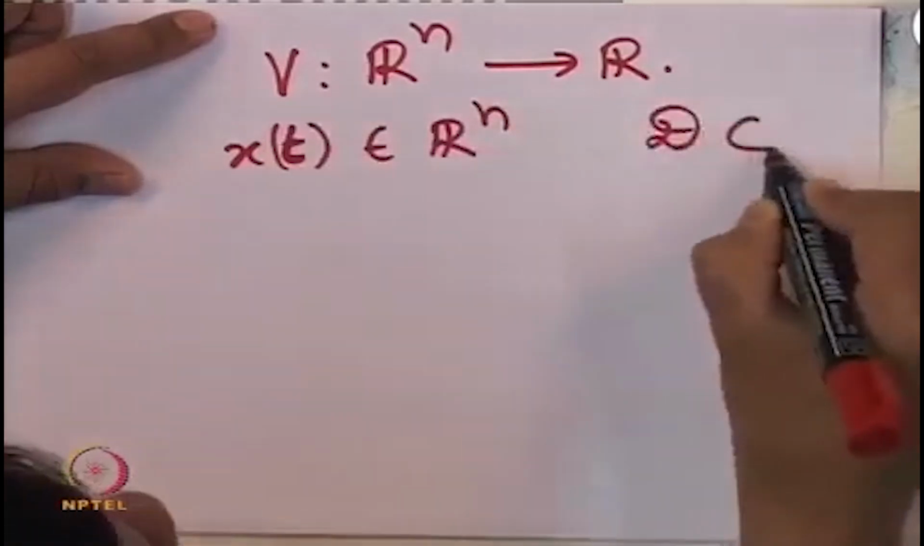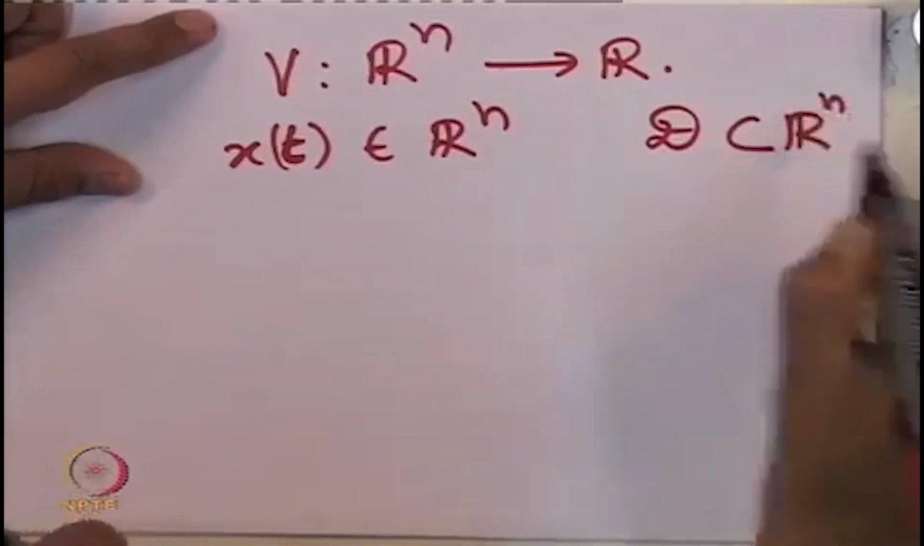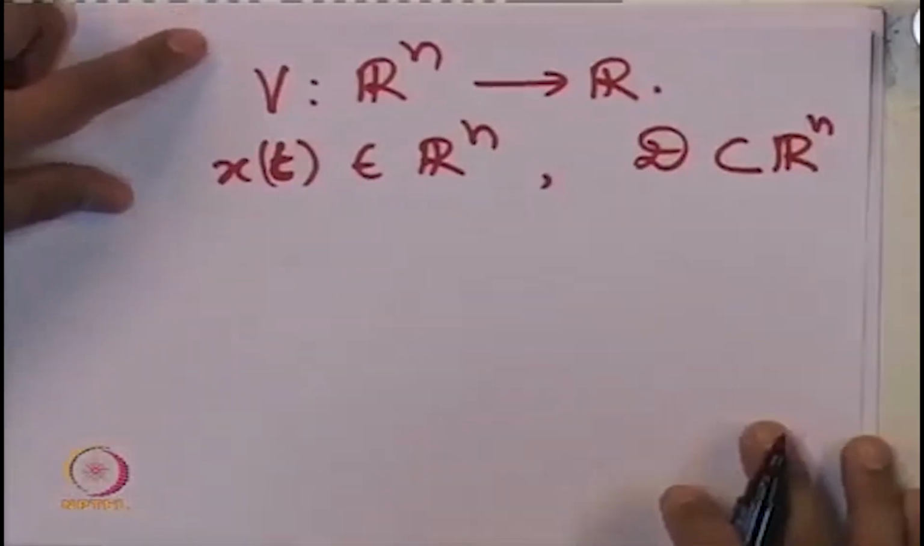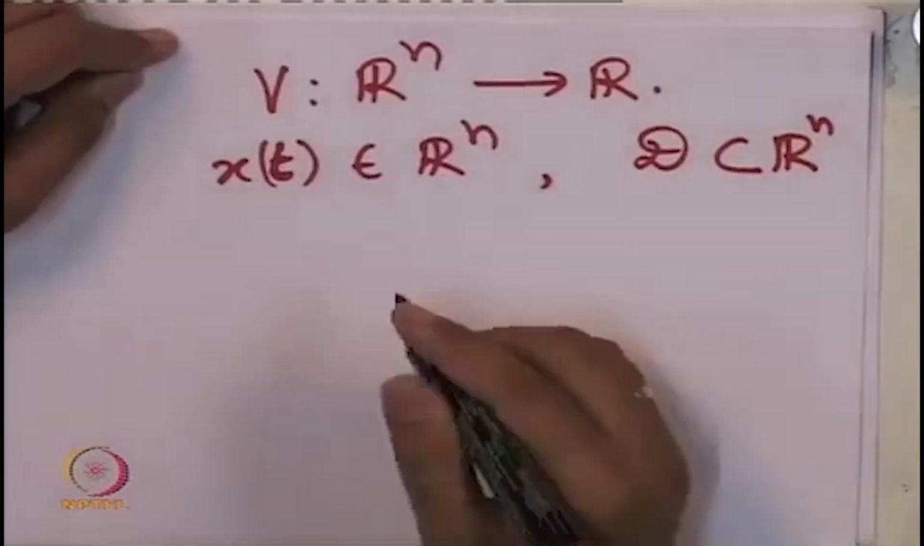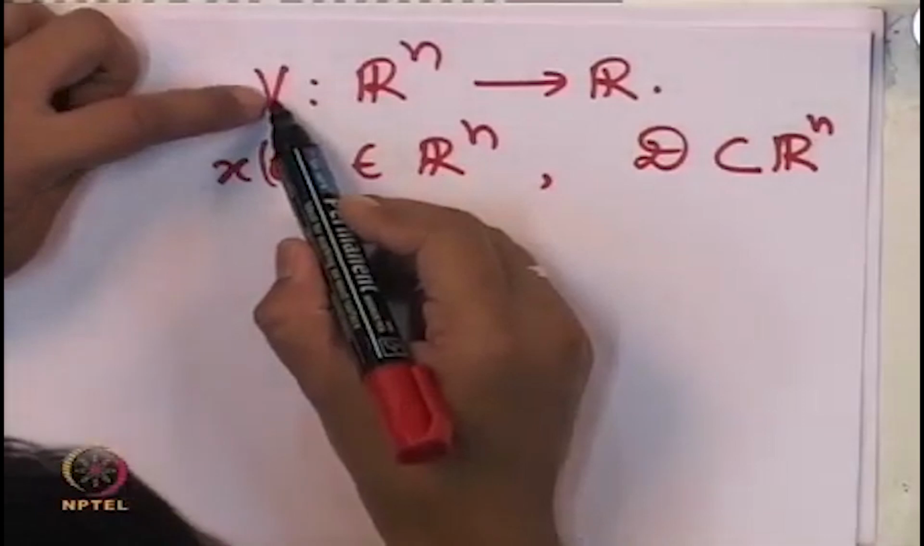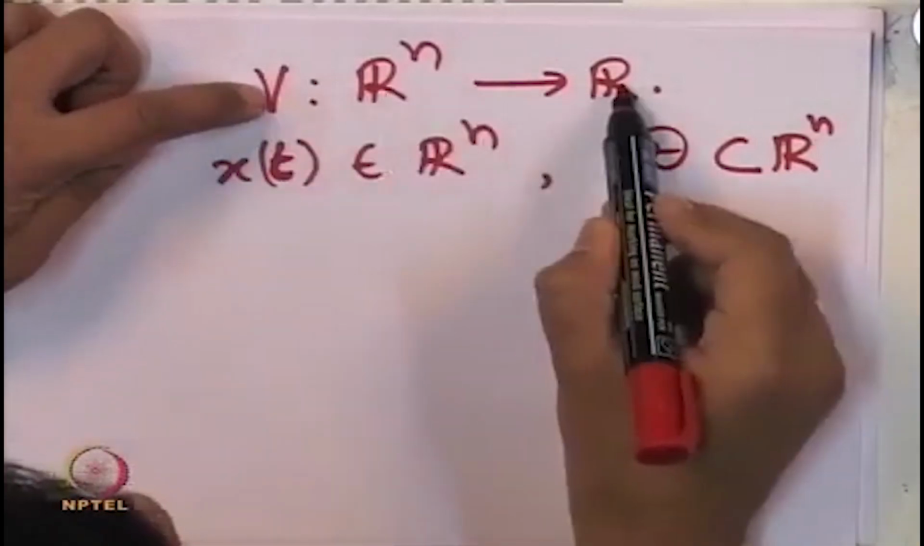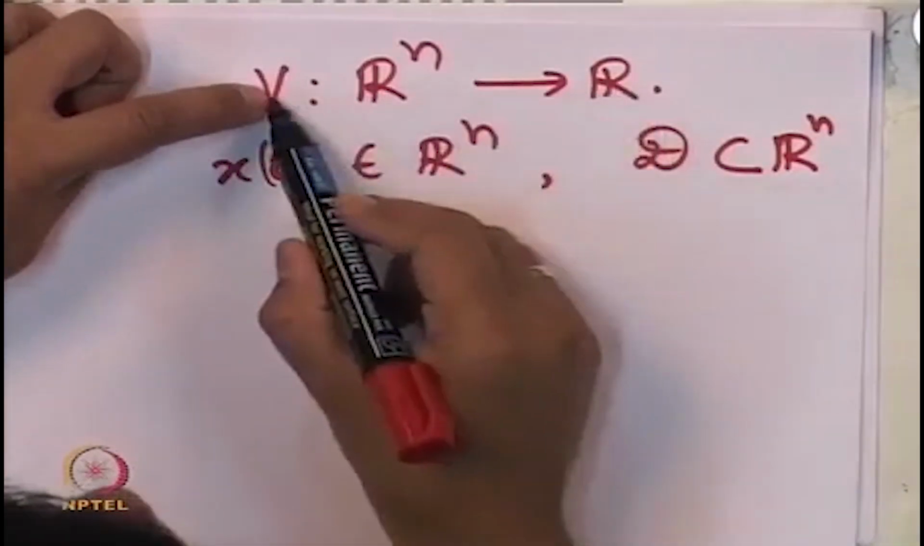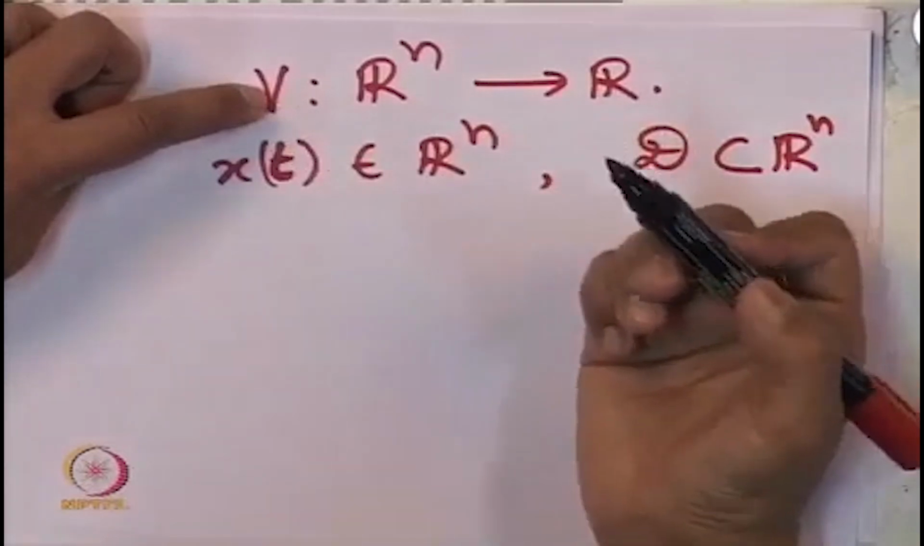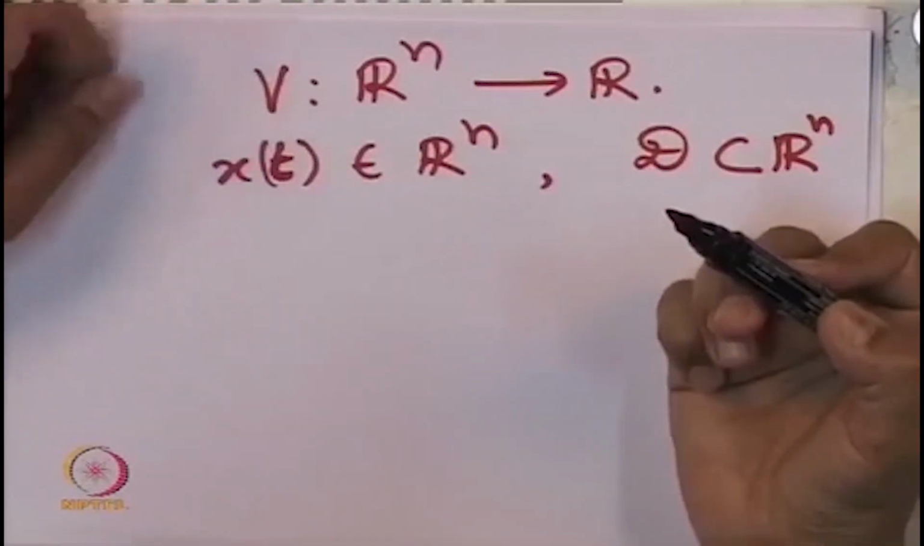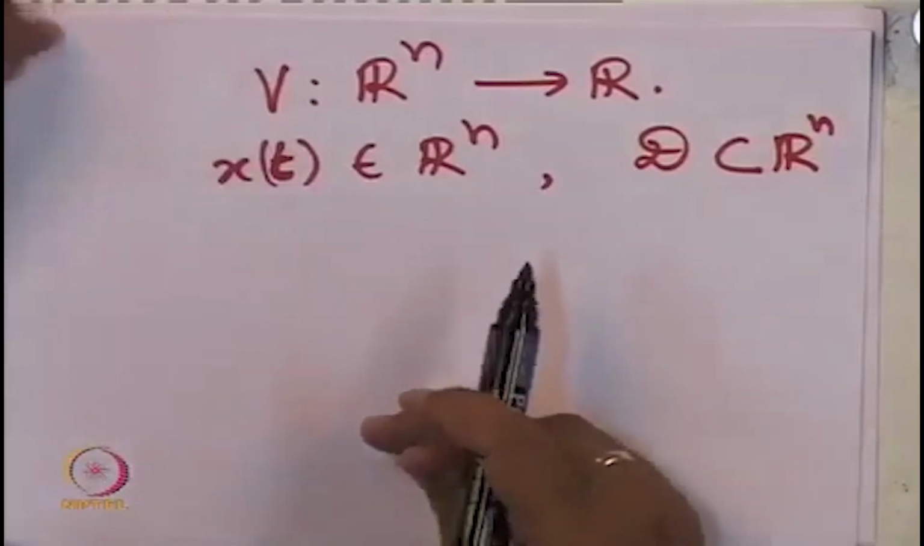Our domain D was a subset of Rn. For the time being, we assume that D is equal to Rn. Hence, our function v was a map from Rn to R. If a function v was not a function of time, how do we go ahead and differentiate v with respect to time? This is something we will quickly see.